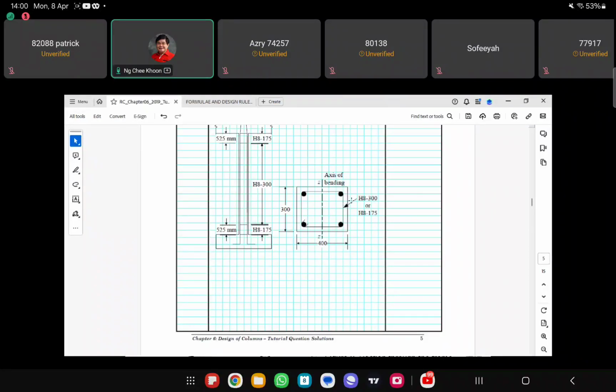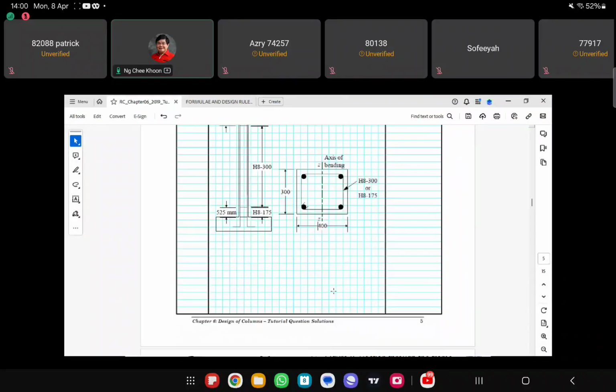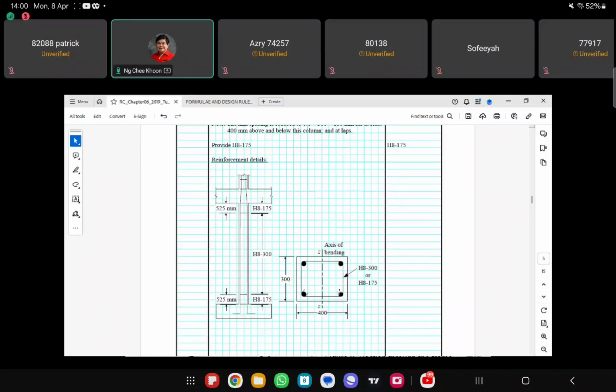Okay, so this link will be having spacing of 300 on this region of the column, and they will be having spacing of 175 near the bottom end and near the top end with at least 400 mm. 400 mm is the largest dimension of the column. So this must be more than 400 mm or more than the larger dimension of the column. Okay, so that is the design example.